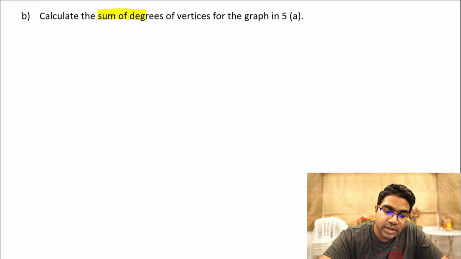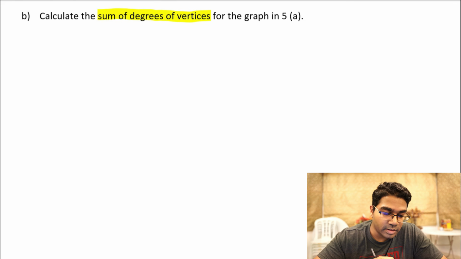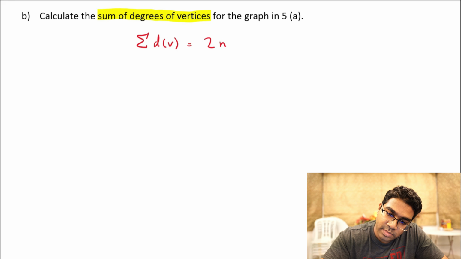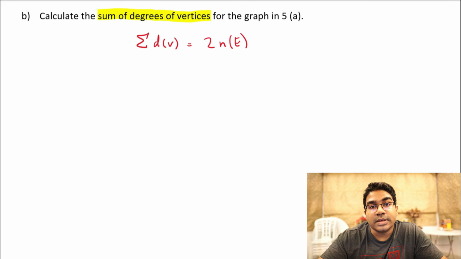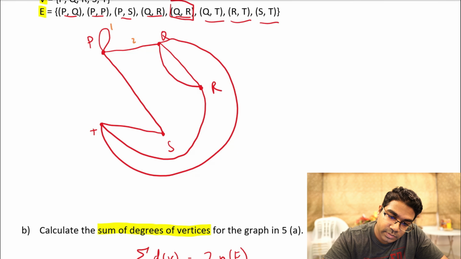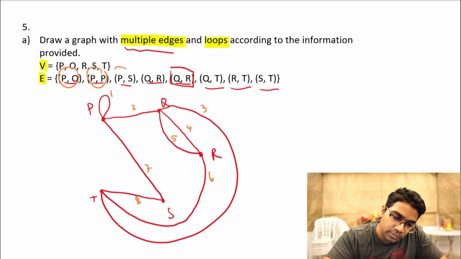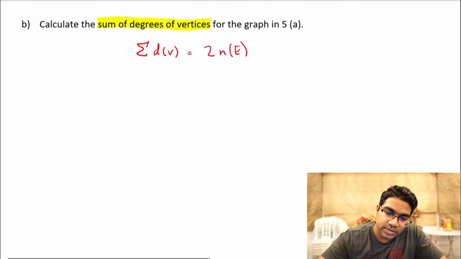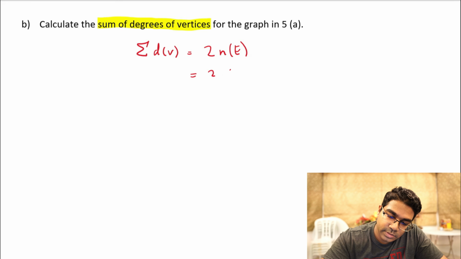Calculate the sum of degree of vertices for the graph in 5a. Here we simply need to use the formula. The sum of degree of vertices is equals to twice the number of edges. Let's count the number of edges in this graph. We have 1, 2, 3, 4, 5, 6, 7 and 8. Of course, you could have also counted here 1, 2, 3, 4, 5, 6, 7, 8. So the sum of degrees of vertices will simply be equals to 2 times 8, which is 60.